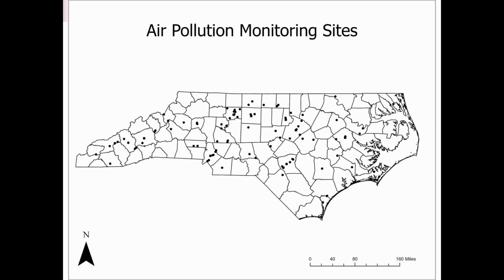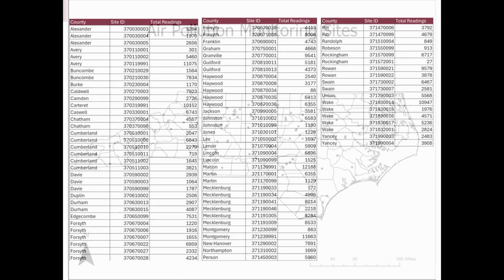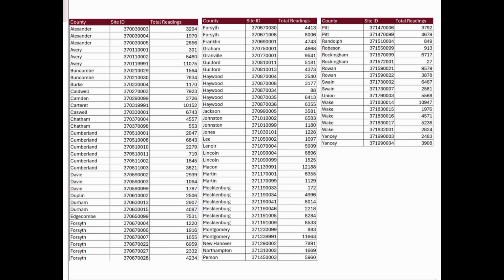Across all of the data, this map represents all of the monitoring sites in North Carolina for the last 40 years. This does represent the monitoring sites that are not in use and that are currently in use. And this is the monitoring site ID, the amount of levels that they recorded in the last 40 years, and their corresponding county.